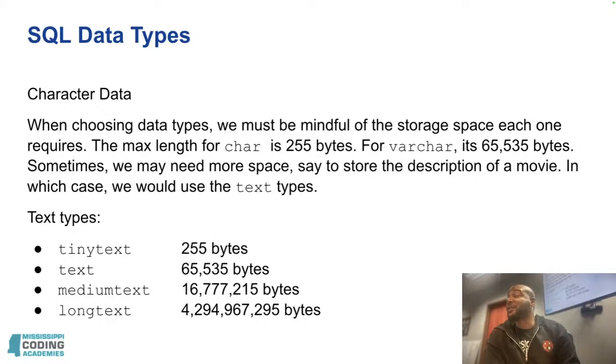65,535 bytes. And sometimes we may need more space, like say we need space for a blog, or like here we have a description of a movie, in which case we will use the text types. So if you think about IMDb, and they'll have the plot of the movie listed, you would need something larger than varchar. Need a little more space in that. So we could use one of these text types. We could use tiny text, text, medium text, or long text, and you see how big the storage is.